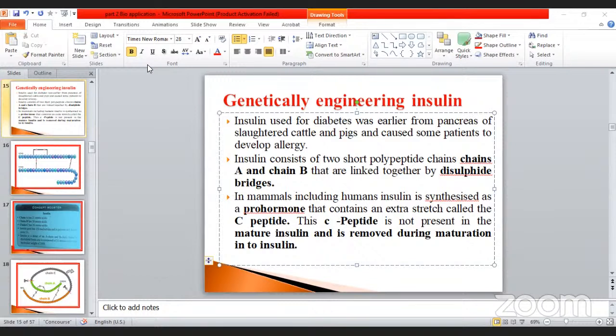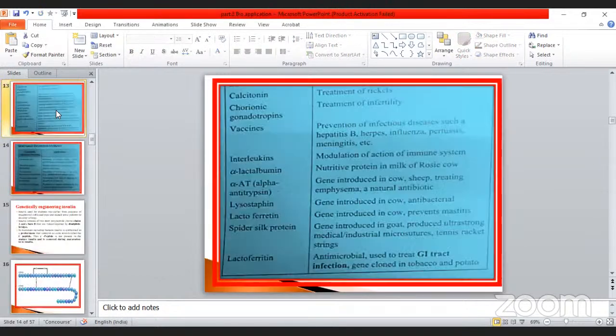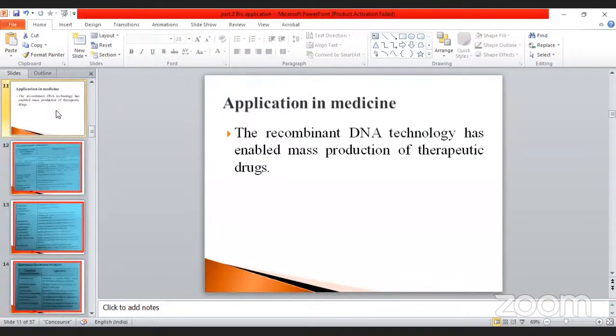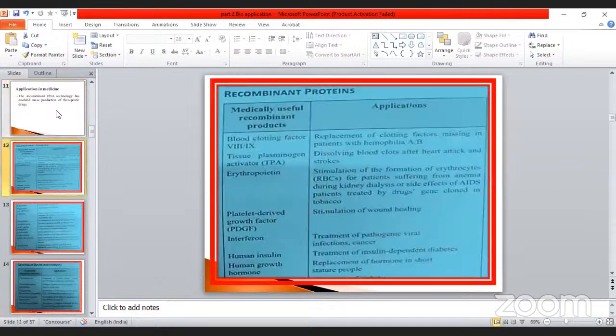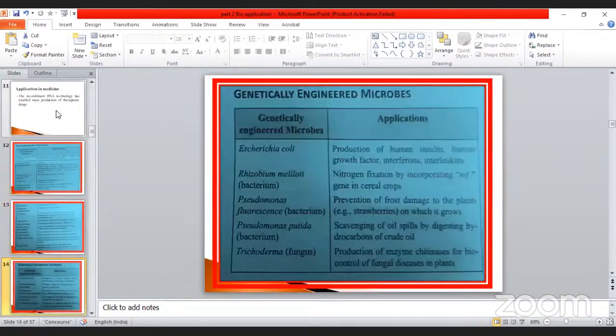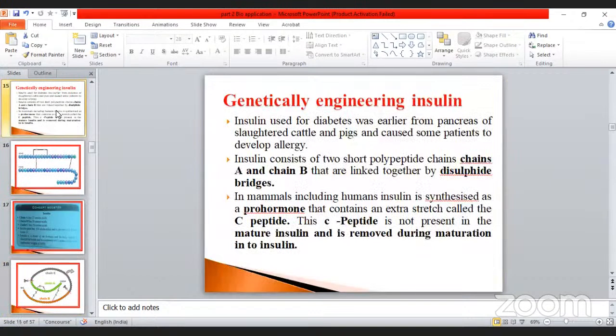So last class, what we have discussed already, you know about genetic engineering, part 2, isn't it? Last class, what are the applications in medicines? What are the medicinally useful recombinant products? All those things we already discussed. Then we saw the engineering of insulin. Insulin also we saw slightly.